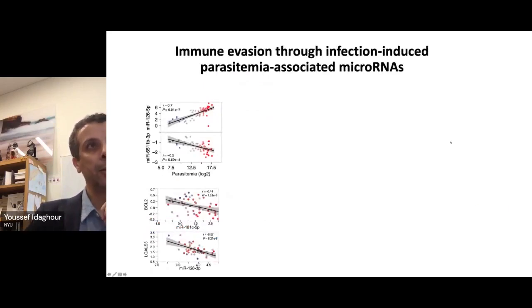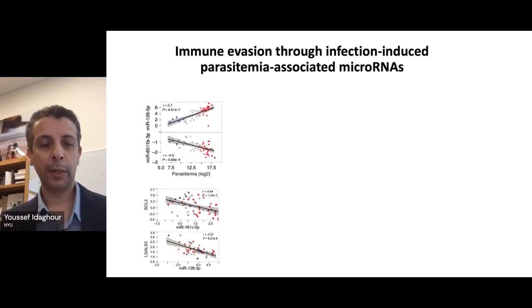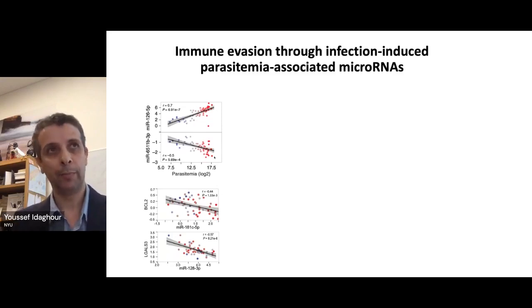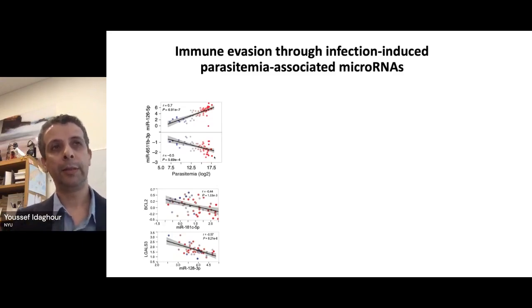So to show you examples, these are two microRNA, one is positively correlated with parasitemia and one is negatively correlated with parasitemia. And when we see these patterns, basically there is no direct link between parasitemia and microRNA. MicroRNA have regulatory roles, so they target specific messenger RNAs. And to be able to try to detect them, we did RNA-seq profiling of the same children. And then we did cross-correlation between RNA-seq for messenger RNA and RNA-seq for microRNA. And we've detected over 1,000 pairs of microRNA and messenger RNA that are anti-correlated.